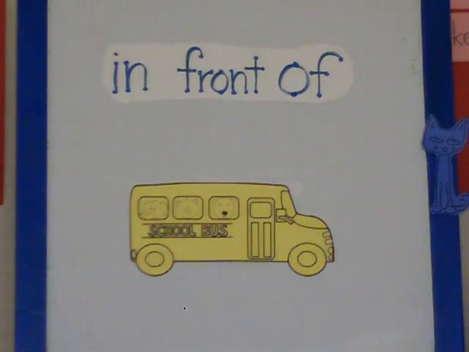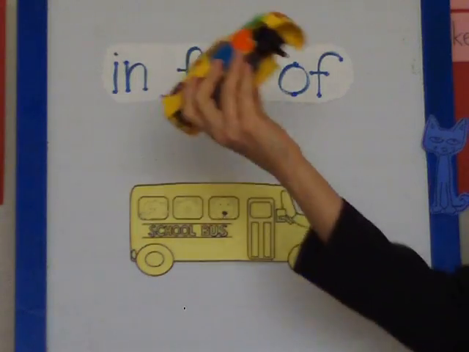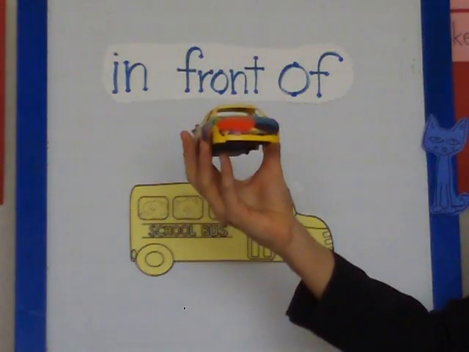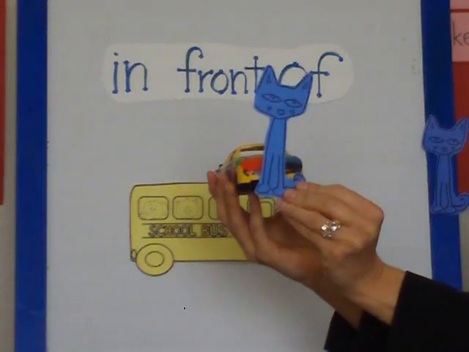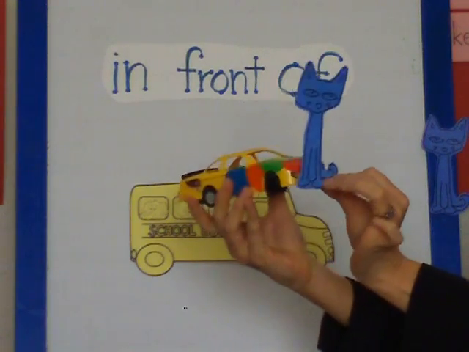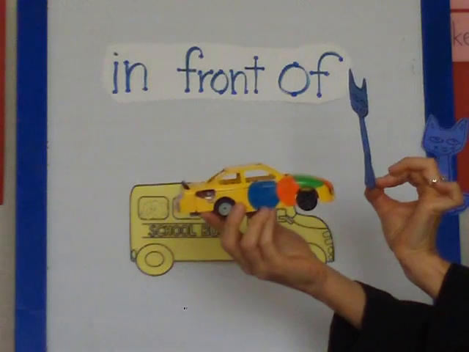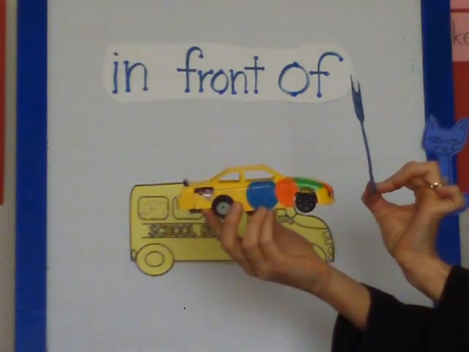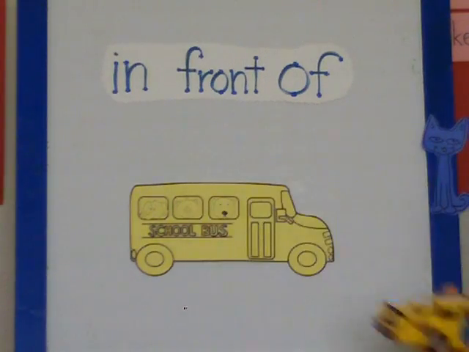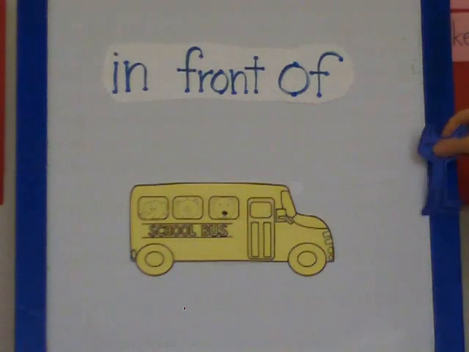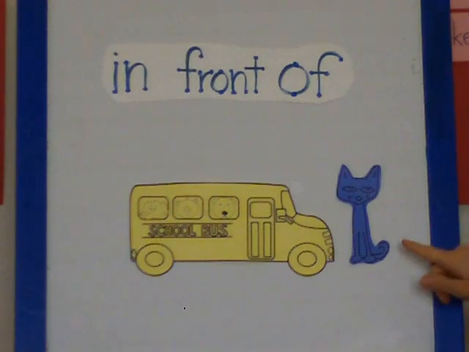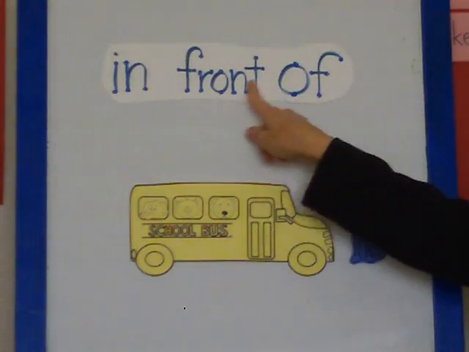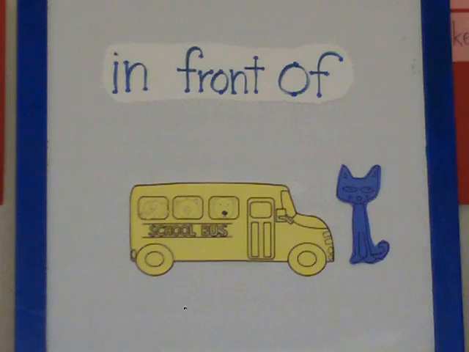In front of. In front of looks a little different also. So if you can see, this is the front of the car. Pete is in front of it. Since we're looking at the side of the bus, if I turn the car, you can see Pete is still in front of it. So we will put Pete in front of the bus. Let's put that in a complete sentence. Pete is in front of the bus.